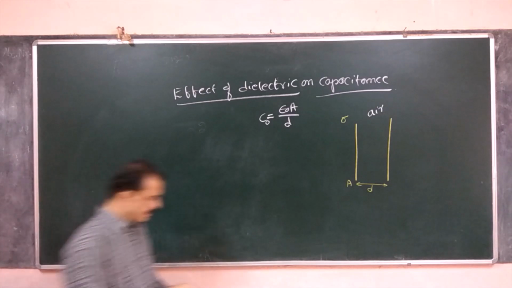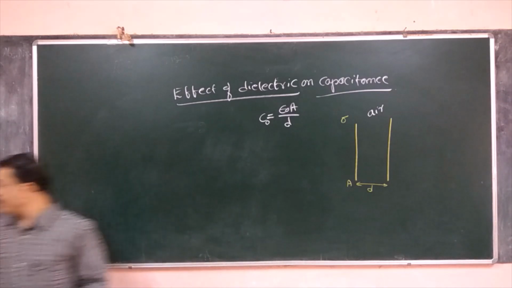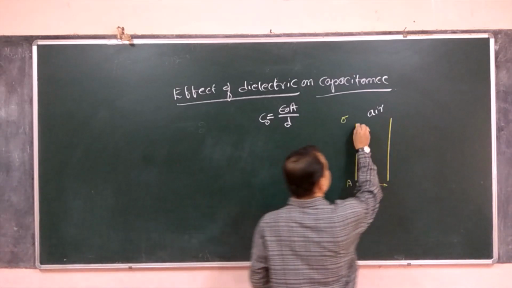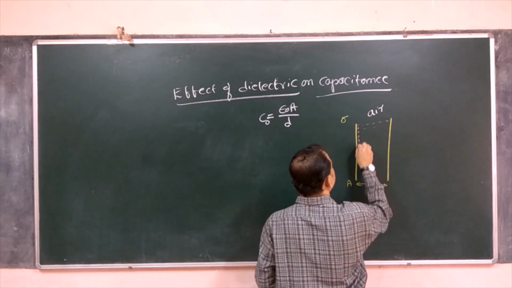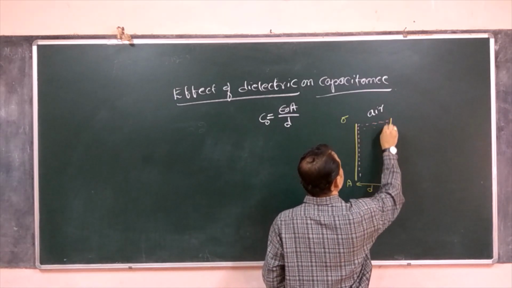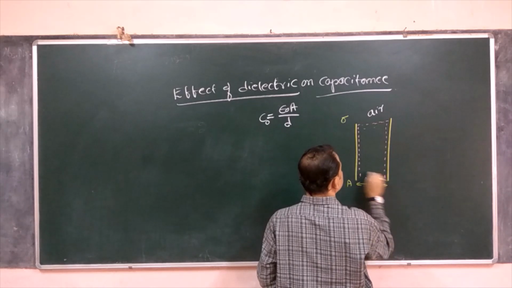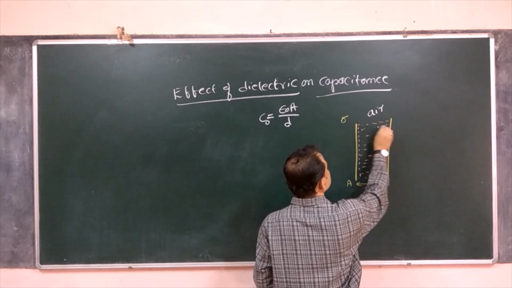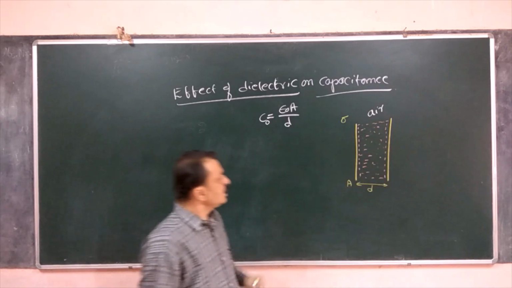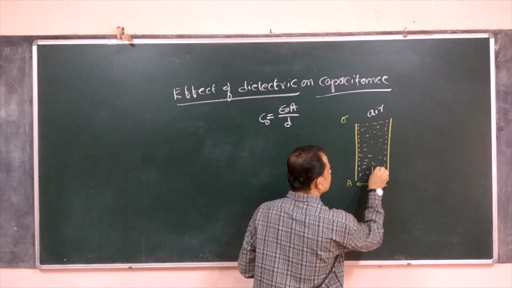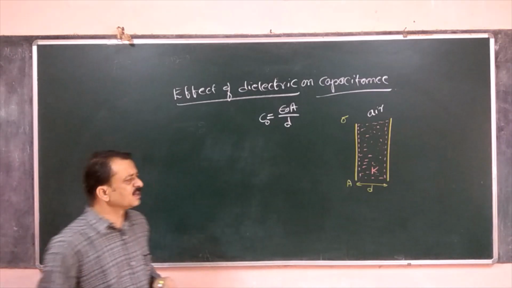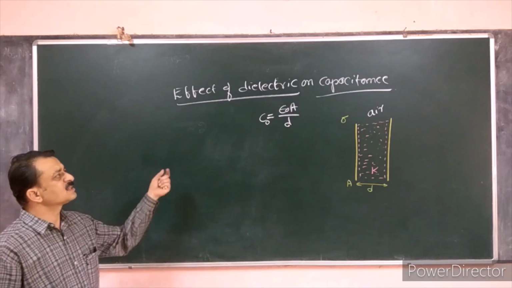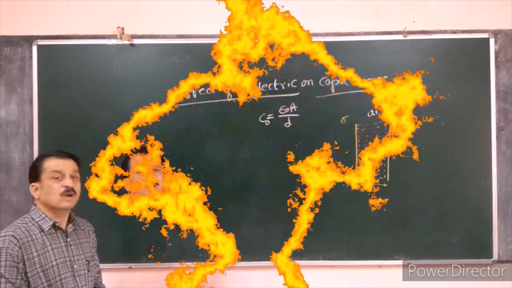Now I am placing a dielectric medium here. I am placing a dielectric medium here. It is covering the entire space between the two plates. It is a dielectric medium of dielectric constant, some constant K. If I place it, we will work out whether there is any effect on the capacitance.